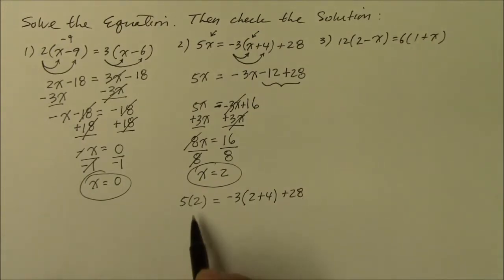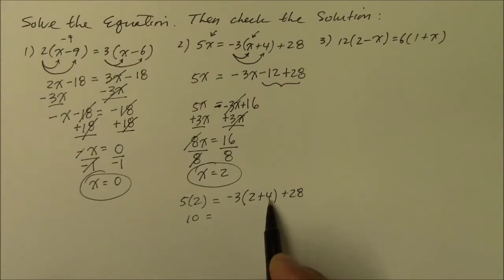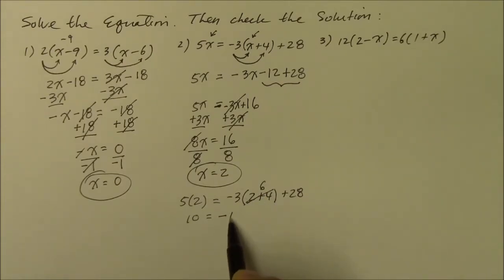Let's see what happens. Here is 10. On the right side, 2 plus 4 is 6. And 6 times negative 3 is negative 18 plus the 28. And does that equal what we have on the left, which is 10? Let's see. You take out $18, deposit $28 in the bank. Your bank balance is 10. Ta-da! So that means x equals 2 is a good answer.